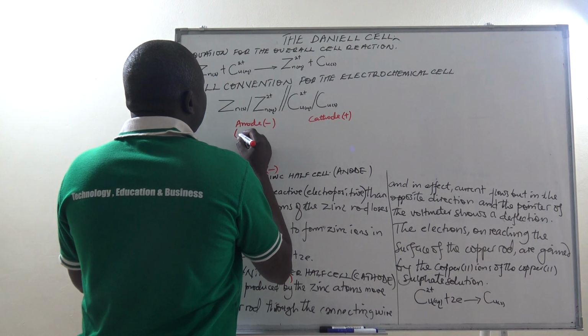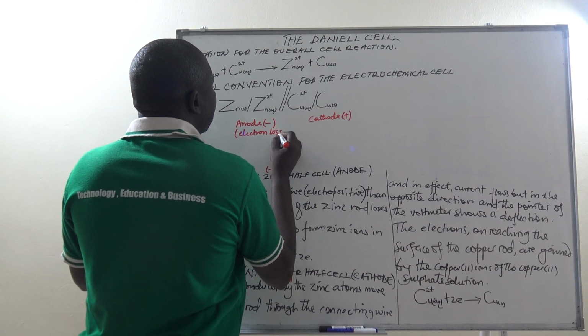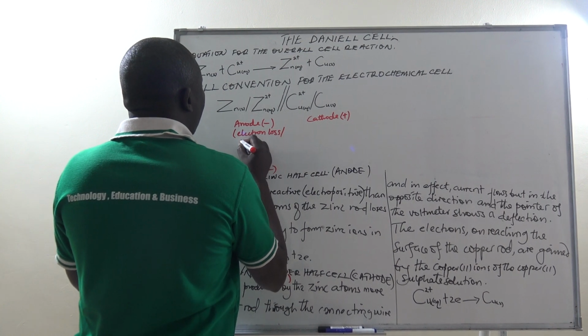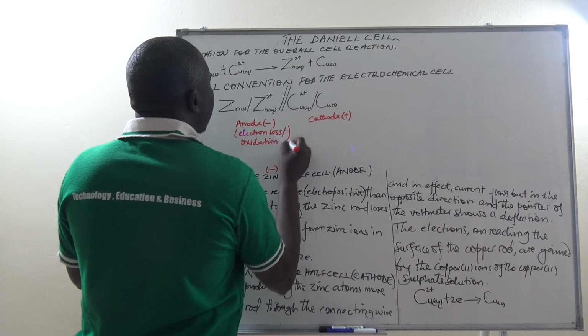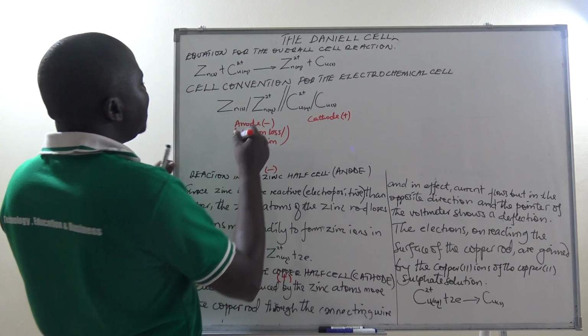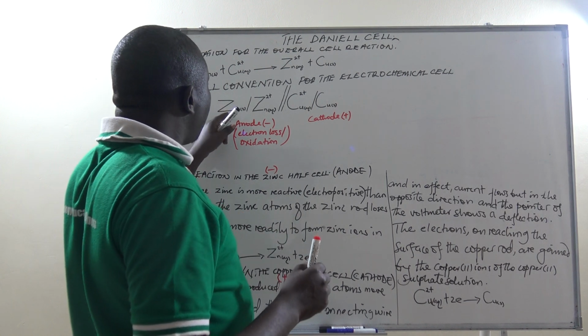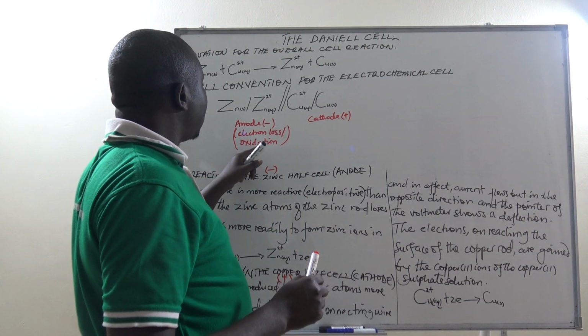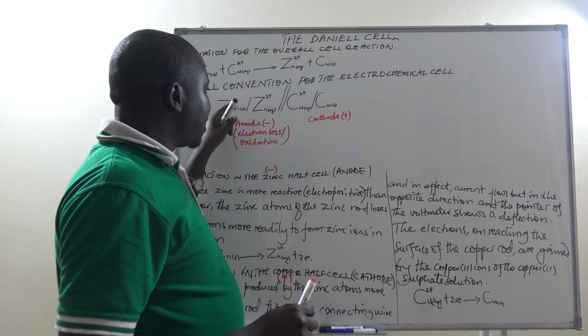loss of electrons. So here we have electron loss, or what we call oxidation. So the metal which is used as the anode, or the negative electrode, or negatively charged electrode in this case, the atoms of such a metal undergo oxidation or electron loss to form the ion of that particular metal.